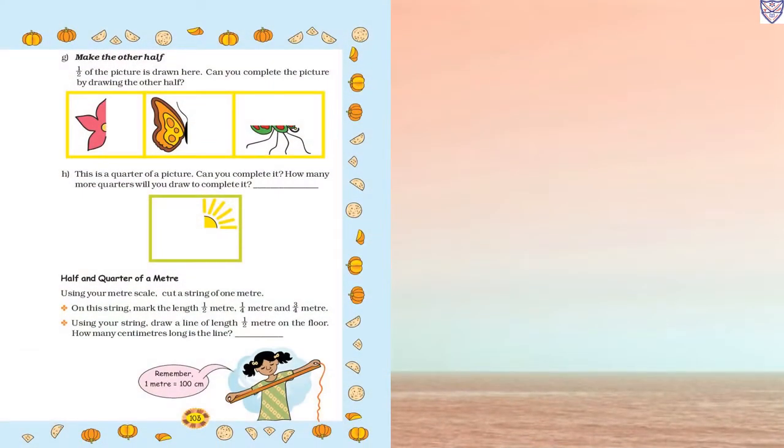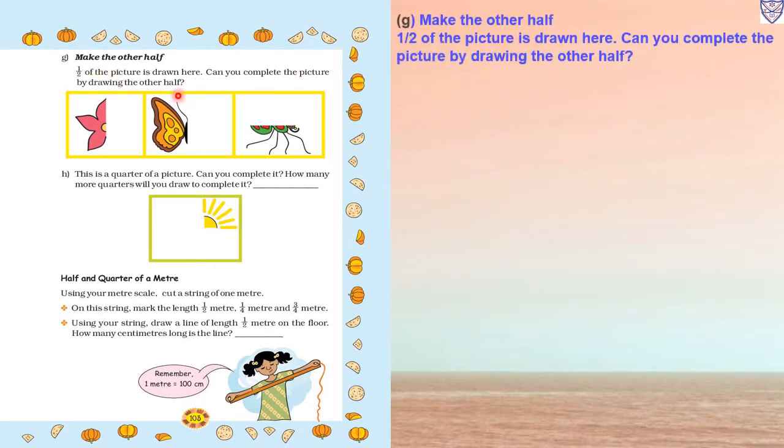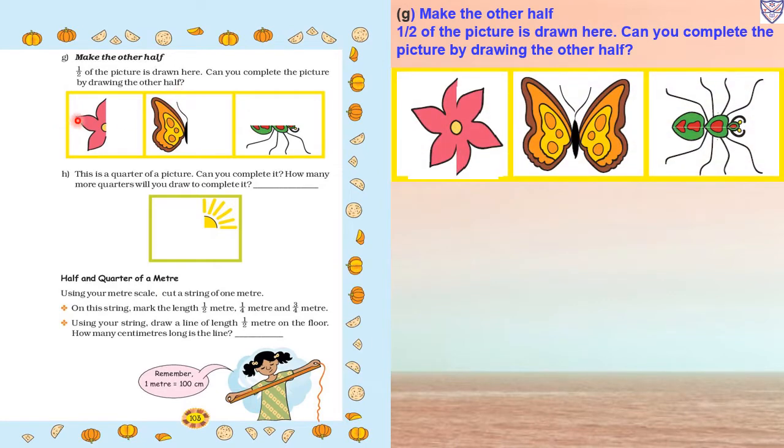Now next, page number 103, make the other half. Now here we have to do the other half. Half of the picture is drawn here. Can you complete the picture by drawing the other half? Yes. So here the flower half is there, so we have to complete it this way and you have to color. And the butterfly half, so the other part of the butterfly you have to draw. Here the hand half part is given, so you have to draw the other part.